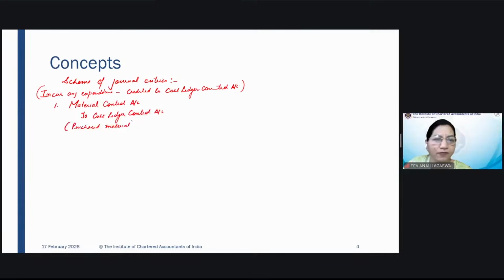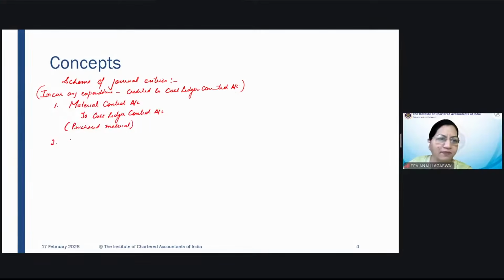Now, how is it different from the integrated system? In financial accounting, so far we have learned that whenever we purchase material on cash, your journal entry is purchases to cash, and when you purchase it on credit, it is purchases to supplier. Cost accountants are not concerned with whether the payment has been made or not. That is purely a financial thing. Therefore, whether the material is purchased by paying cash or on credit, in both circumstances there is only one account that will be credited, which is cost ledger control account.